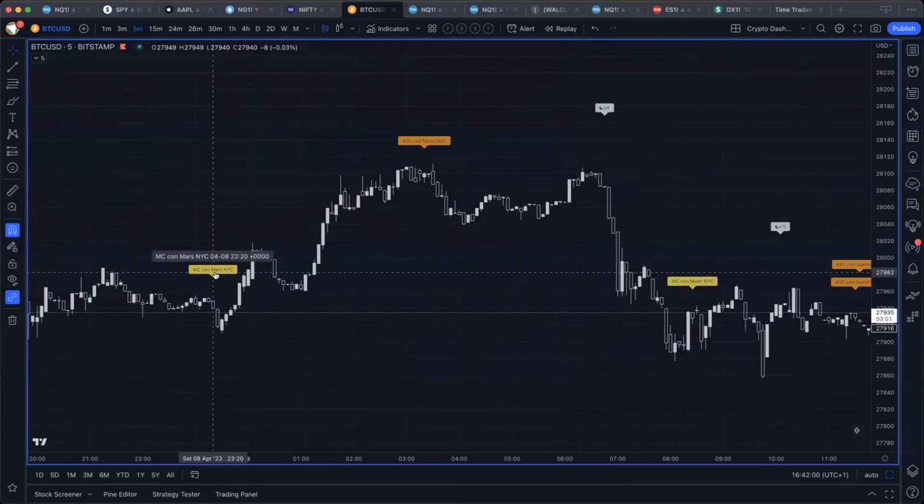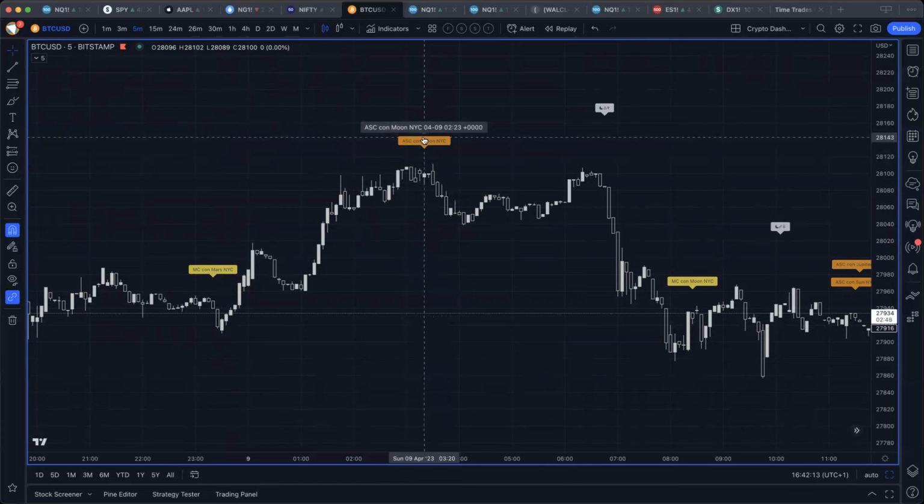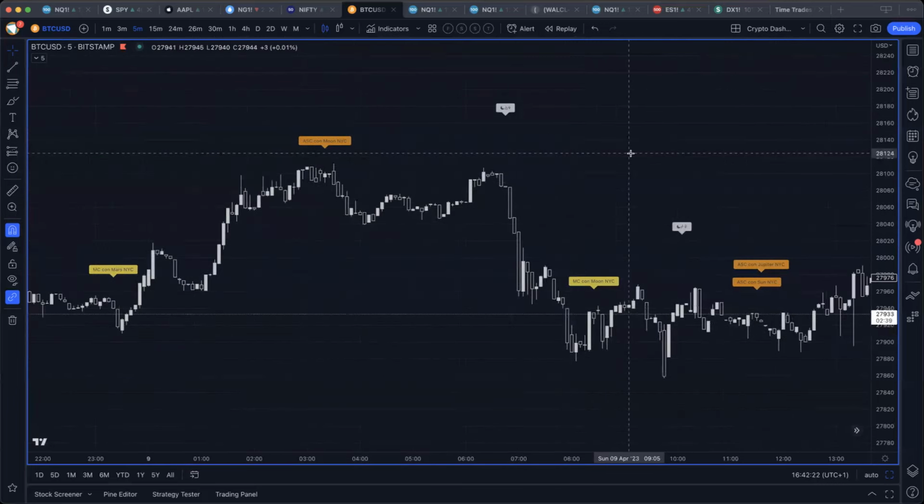You can see here we've got Mars very close to this low. This is a 5-minute chart, so we're within 2 bars of a nice little low here that would have been a great scalp. The moon overhead, ascendant conjunct moon overhead in New York City. Again, that indicated a nice top.